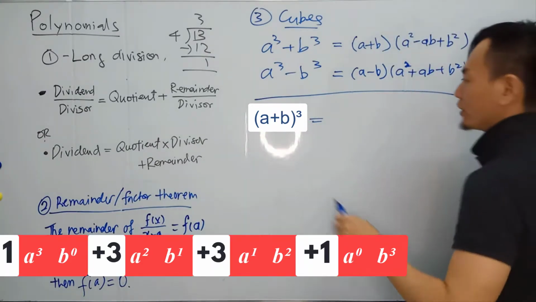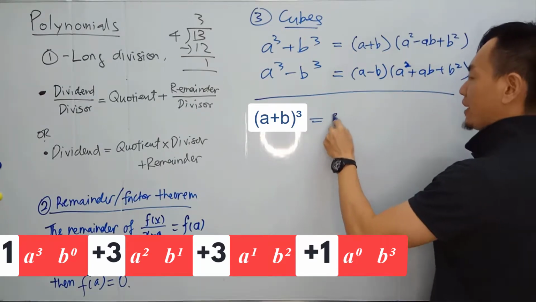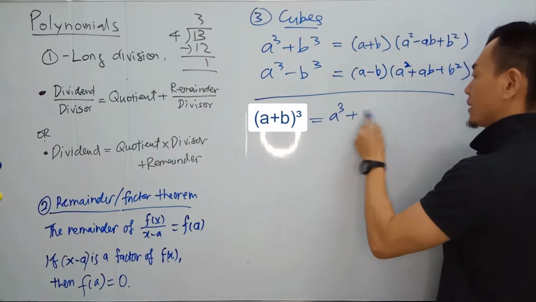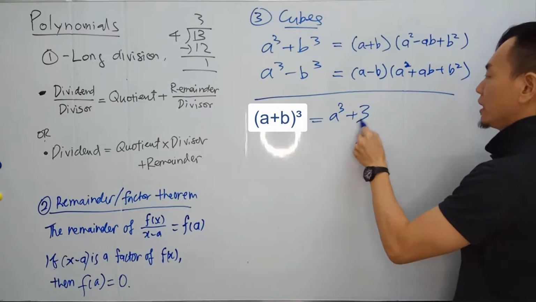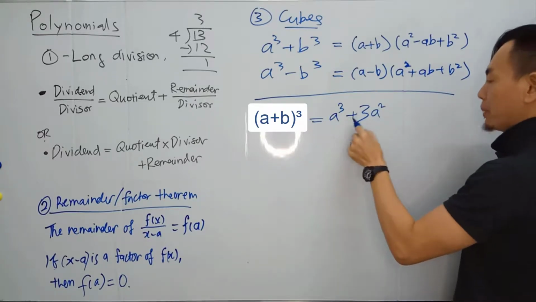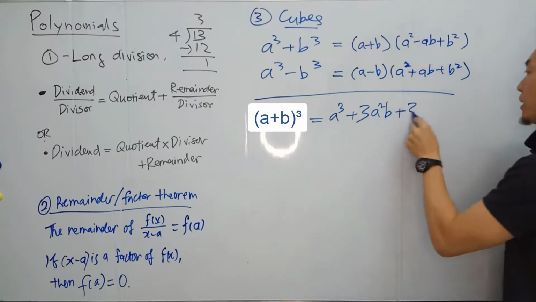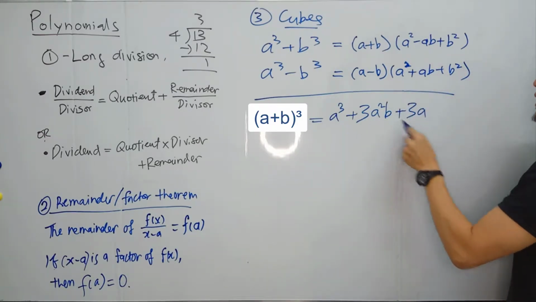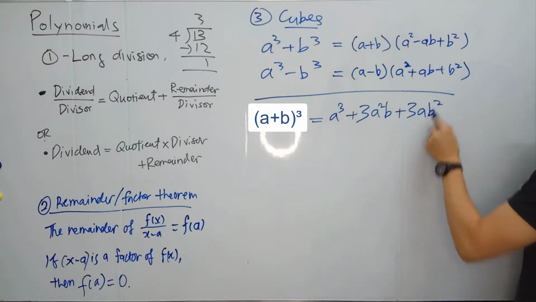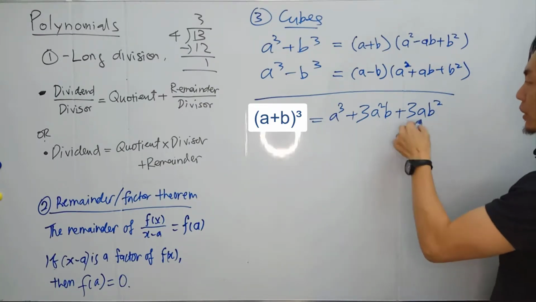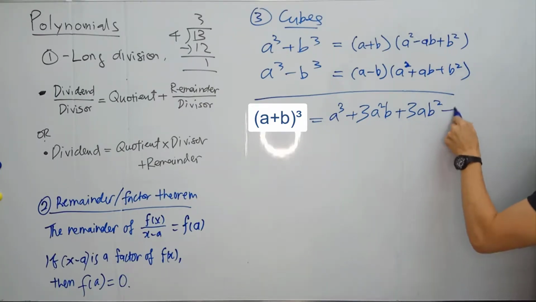So with all that, when you put them together, I have a cubed plus, this is a squared here, but the coefficient is 3. Then you have a squared, b to the 0, b to the 1, so you have b here, plus the coefficient is 3 again, a here, b squared here. The power increases for b, decreases for a. And the last one is b cubed.